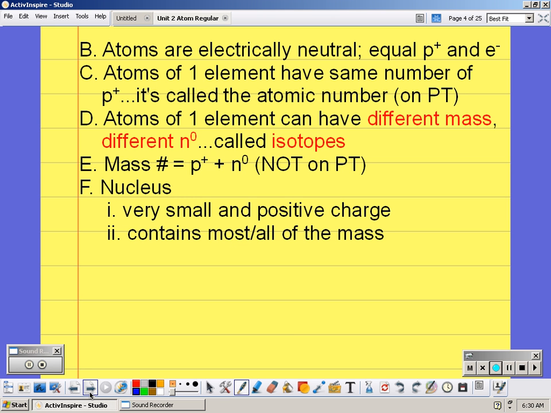There are 2 ways that it could be given to you. If you have an element symbol and a number in the upper left-hand corner, that's the mass number. Or if you have a symbol followed by a dash and a number, that's the mass number. The nucleus is not a particle. It's just a very small, positively charged grouping of protons and neutrons. And because the protons and neutrons are the only particles that have mass, it contains the mass of the atom.